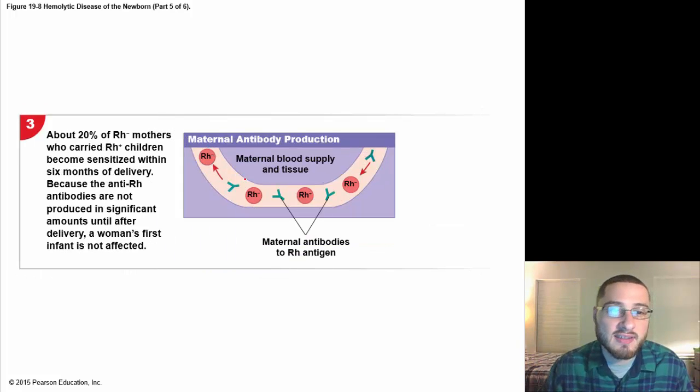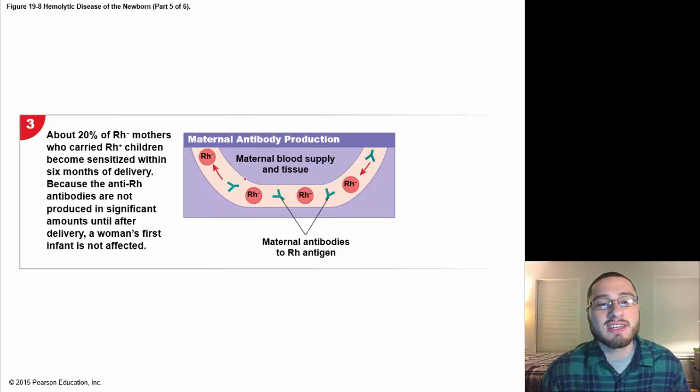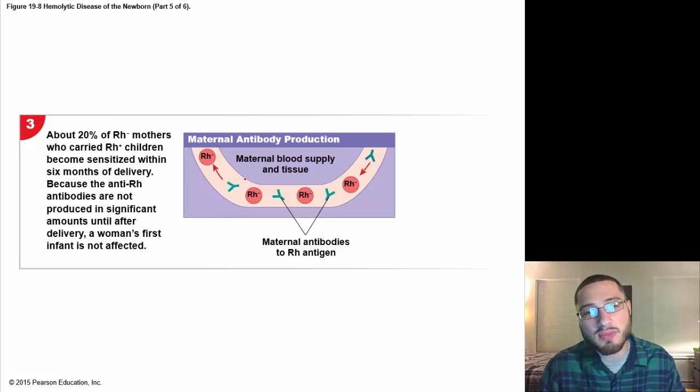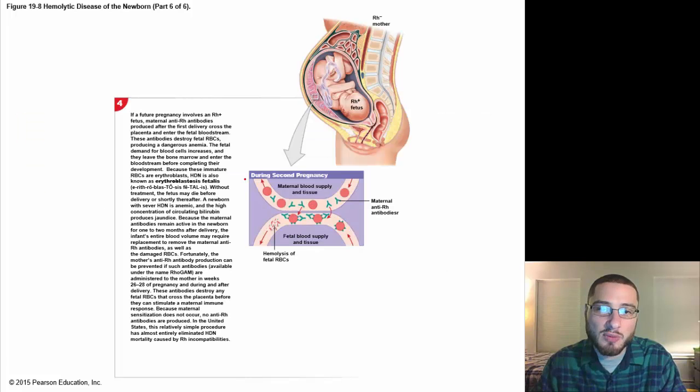So then when she has the next baby, about 20% of Rh negative mothers who carry Rh positive children become sensitized within 6 months of delivery. So it's not going to happen with that first baby, it's not going to happen with that first delivery, but the mother's immune system is going to start building up immunity to that Rh positive blood. The anti-Rh antibodies are not produced in significant amounts until after delivery, and the woman's first infant is not affected. So there's no problem with the first one.